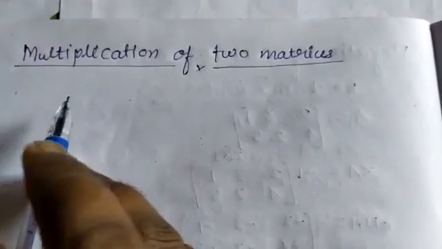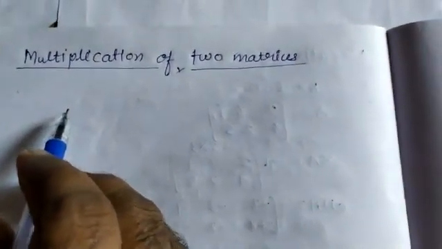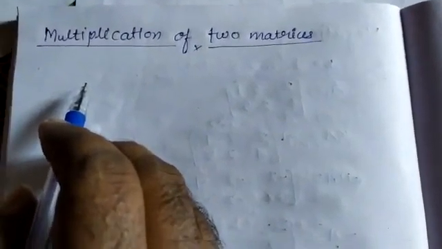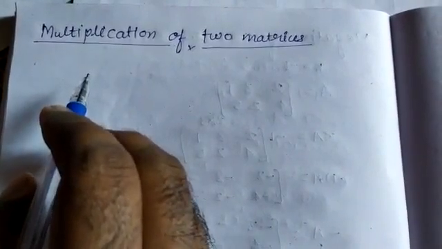Now the next topic is multiplication of two matrices or more than two matrices. When is multiplication of matrices possible and when not? How will you decide? There is a logic.